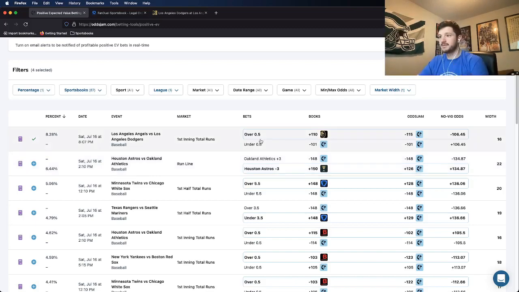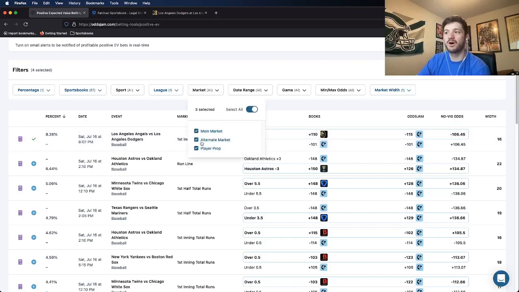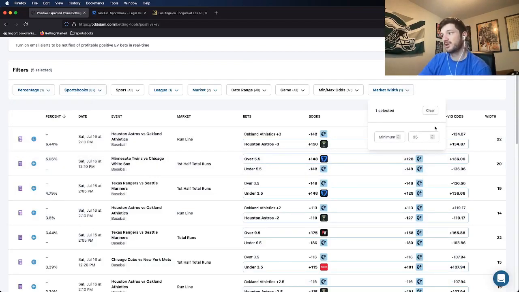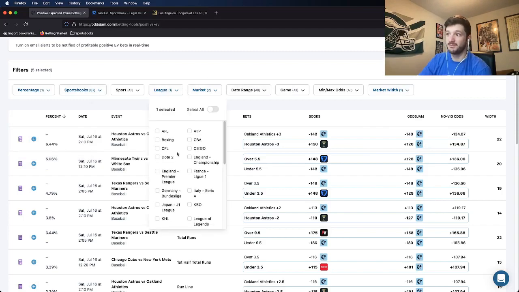So anyways, this is going to be my first bet: yes run first inning in the Angels versus Dodgers. So now I will filter out alternate markets. Everything that is left is 3% and above, with market width 25 and below. That is an MLB play.